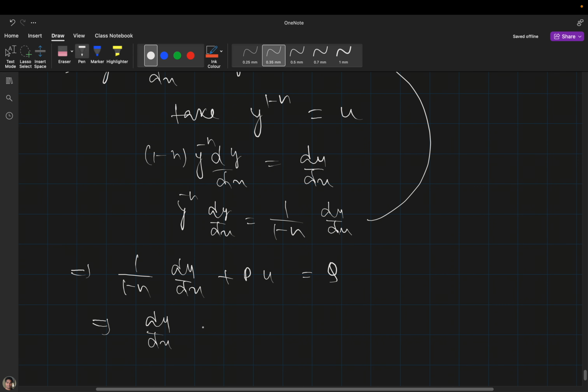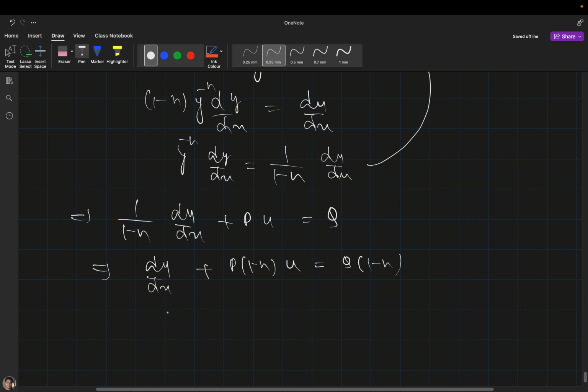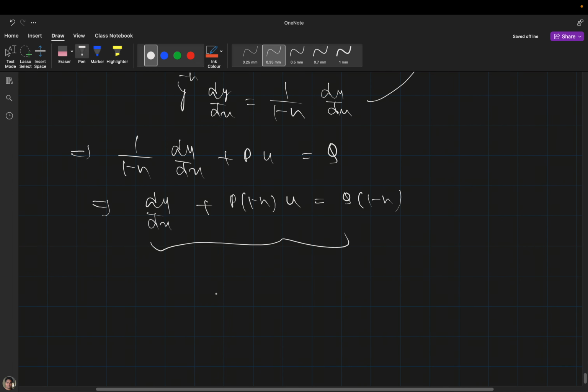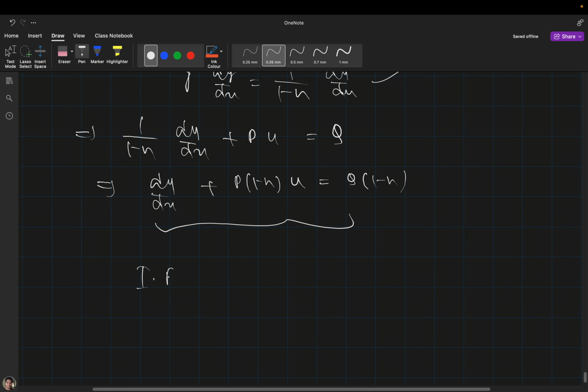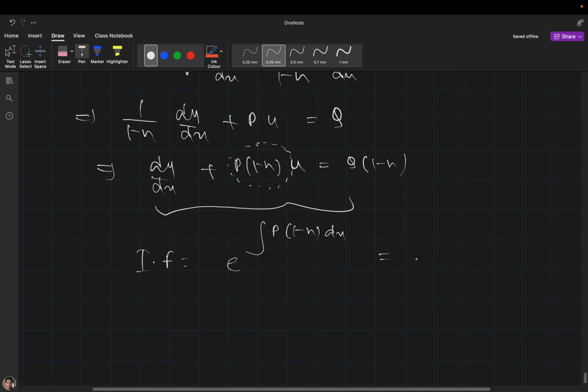This will be du by dx plus p times 1 minus n u equals q times 1 minus n. This is a standard first order linear differential equation. So what will be the integrating factor? e raised to the power the whole p term, or in our terms, k. So this will be p times 1 minus n dx. Okay, so you will get what? e raised to the power p 1 minus n x. Fine?